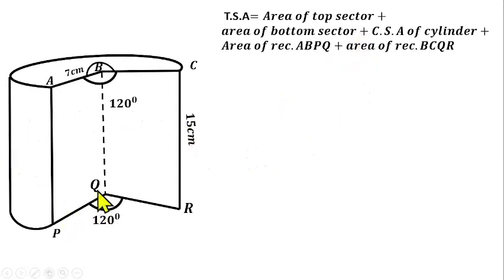then plus the curved surface area of the cylinder, then plus the area of the rectangle ABPQ, plus the area of the rectangle BCQR. So adding all this together will give us the total surface area of the structure.